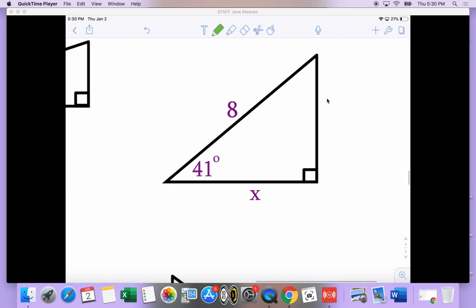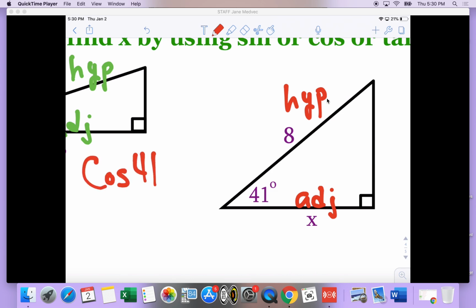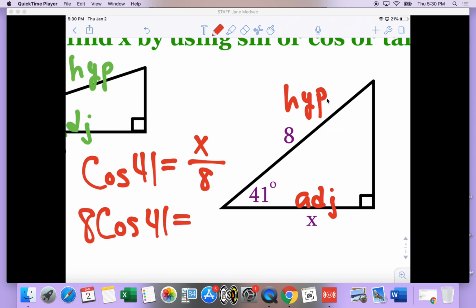All right, let's keep going. The more you do these, the better you get. So that's why there's quite a few of them. You need the practice. Again, I'm going to take a look at that 41 degrees. This is my hypotenuse. This is adjacent. So if I look at my adjacent, my hypotenuse, I'm going to look at cosine again. So cosine of 41 equals x over 8. I multiply both sides by 8. Go ahead and plug that in the calculator. 6.0 if I actually round to the nearest tenth.